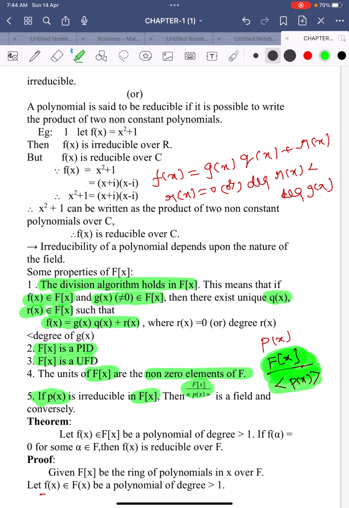Whenever F of x by generator p of x, this is known as the quotient ring, is a field, then obviously this p of x must be an irreducible polynomial. So we go for a theorem.